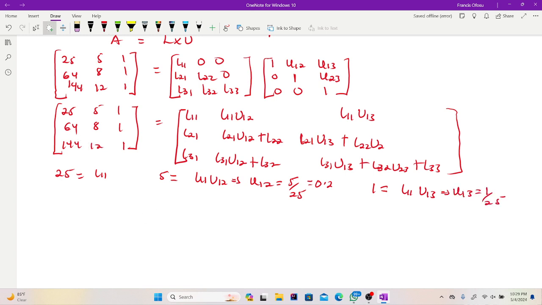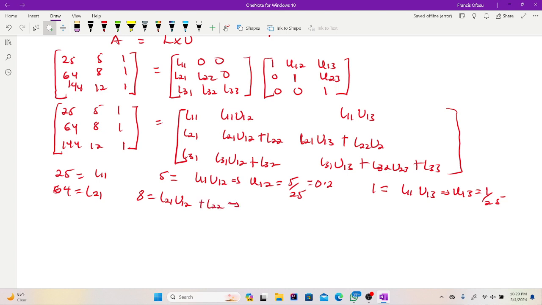Then I come to my second row. 64 is equal to L21. So 64 is equal to L21. Then I come to my 8. So the 8 is equal to what I have here. So 8 is equal to L21 U12 plus L22.